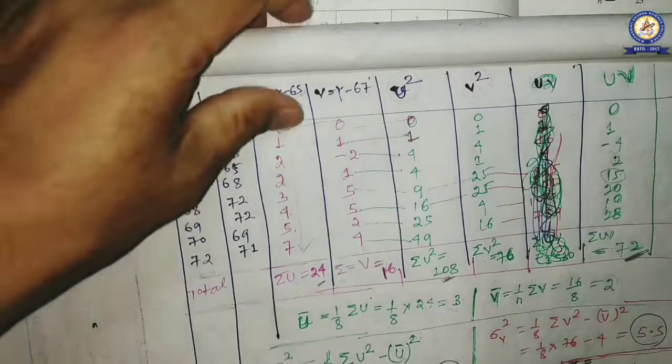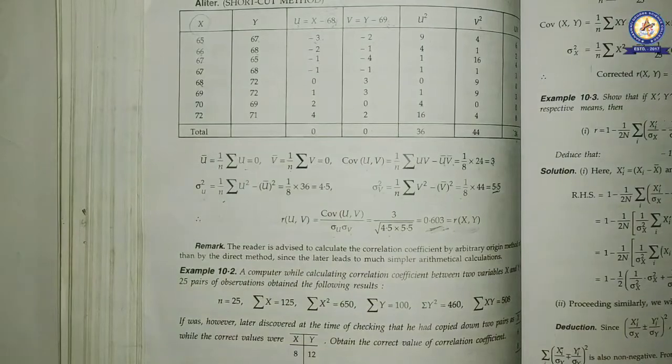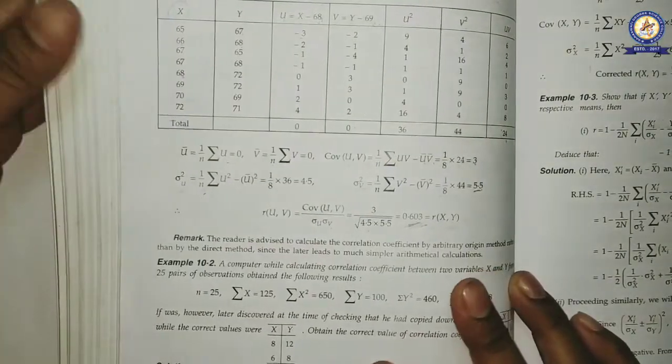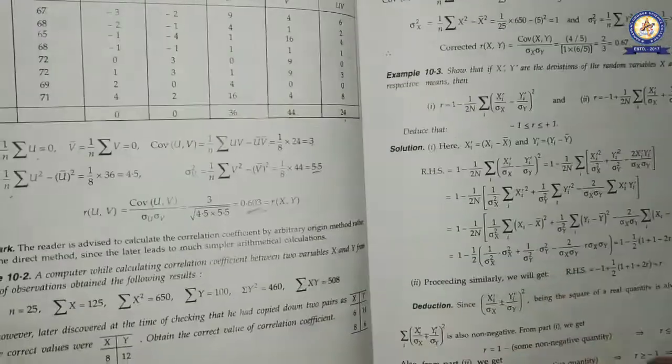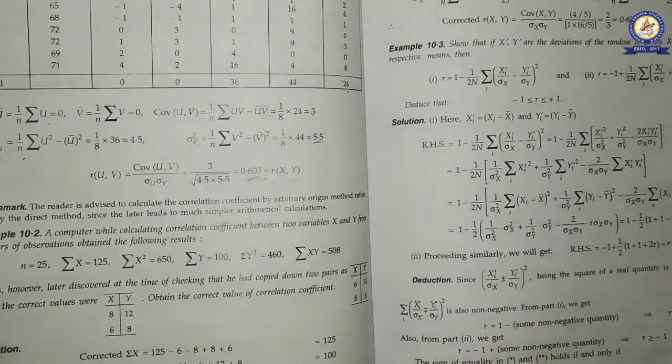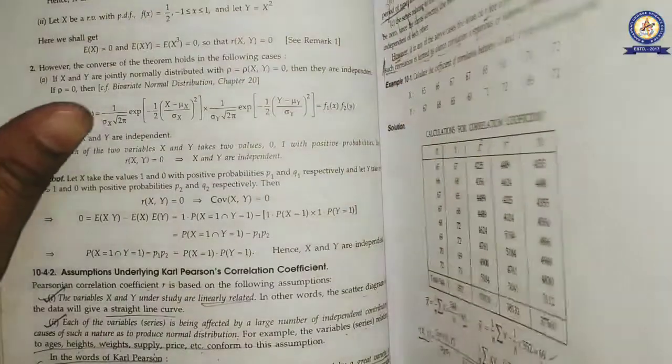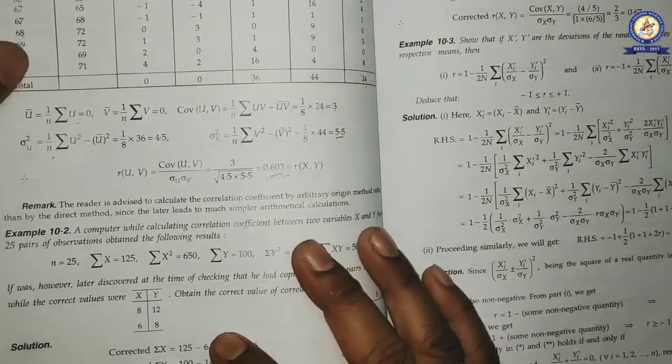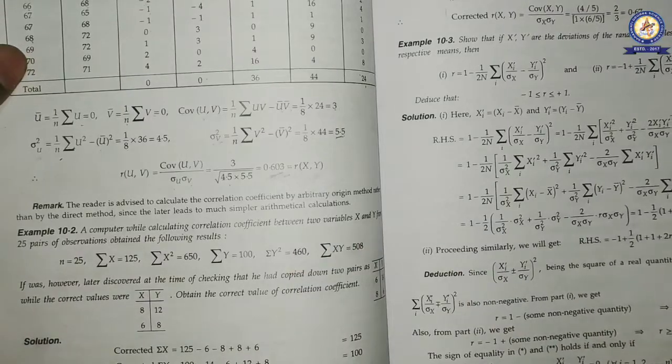So here we have to stop today's discussion, and in our next class we are going to solve a few more numericals based on Karl Pearson's correlation coefficient between two random variables.